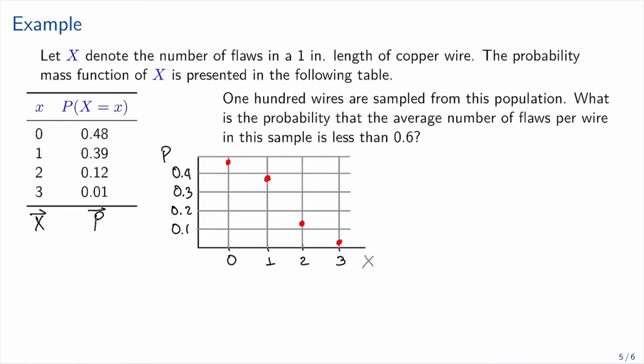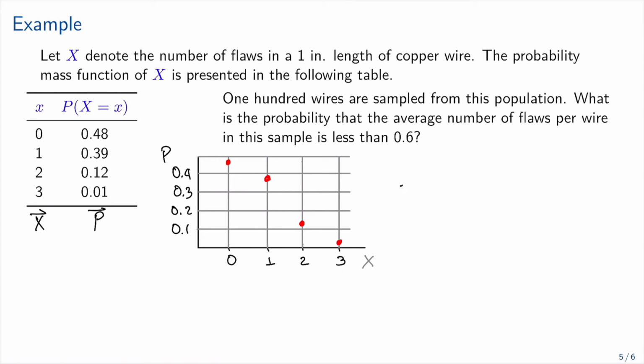So we have a probability mass function, so it's not continuous, it is defined at 0, 1, 2, 3. So for this population we need to compute the mean and the variance. So how do we compute the mean and the variance?